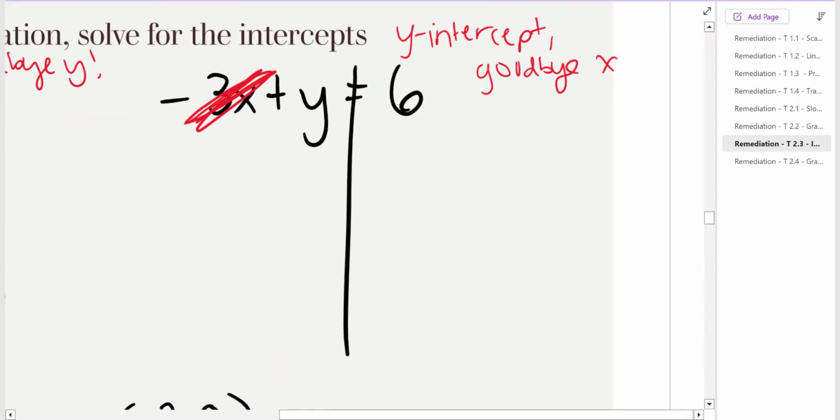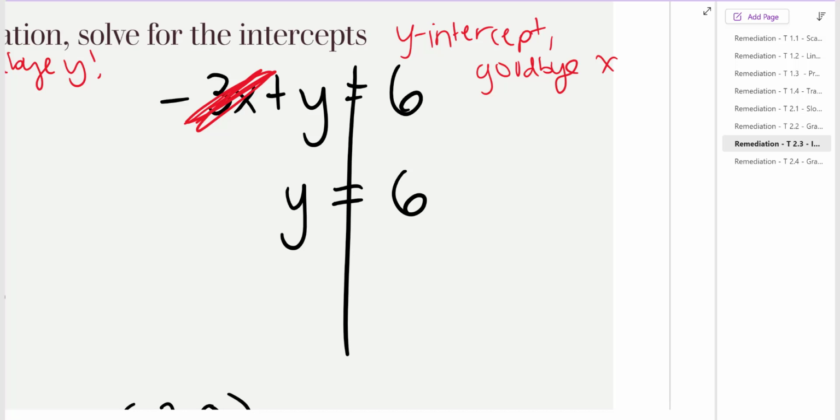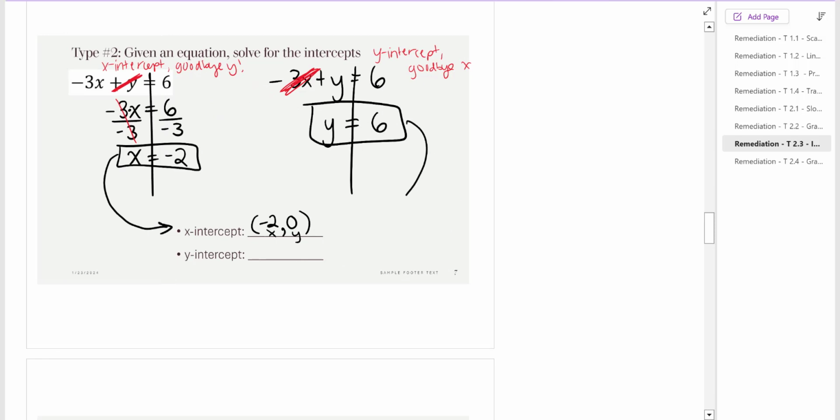For the y-intercept, we copy below y, copy below 6. You don't have to do anything more. Okay, since the y is alone, this is the answer. So y is 6, x is 0.